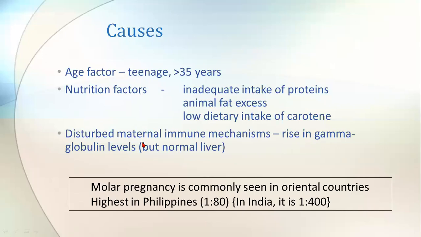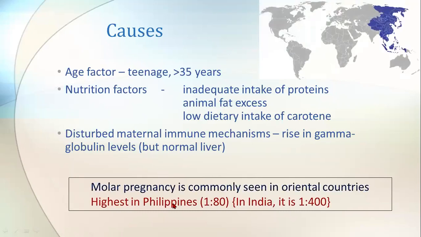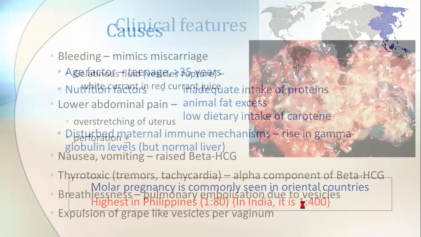Okay, now let us see where the molar pregnancy is very common. The molar pregnancy is most commonly seen in the Oriental countries. Oriental countries means countries like China, Japan, Hong Kong. These are situated here, including India and the Philippines. The highest incidence is in the Philippines, about 1:80. In every 80 pregnancies, one may result in a molar pregnancy. In India, it is about 1:400. In every 400 pregnancies, one may result in a molar pregnancy.